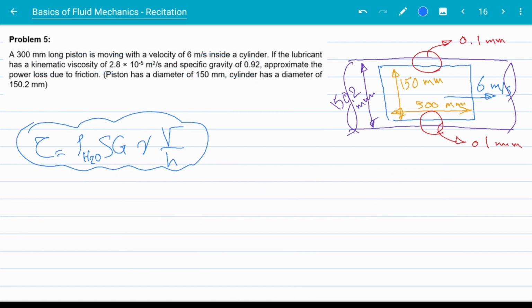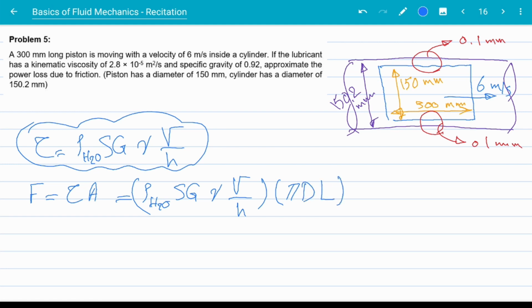Okay, but we are not done yet. I still need to find the F, the force due to the viscous flow. Earlier, we said that F is tau times the area of the piston. That means rho of H2O times Sg times nu times velocity over the gap. This is tau times the area of the piston, which is pi d L. D is the diameter of the piston and L is the height of the piston.